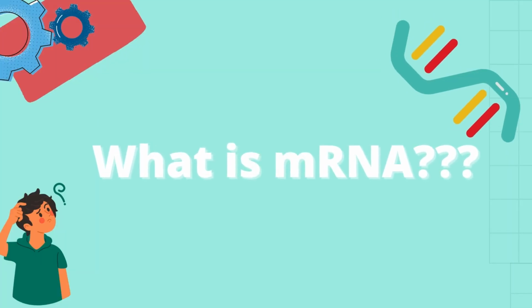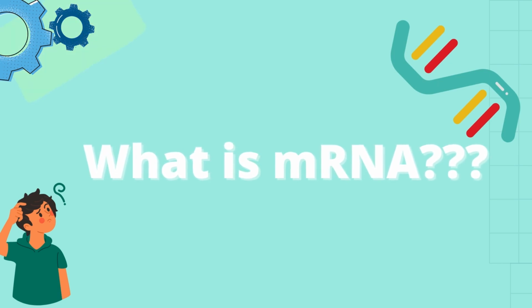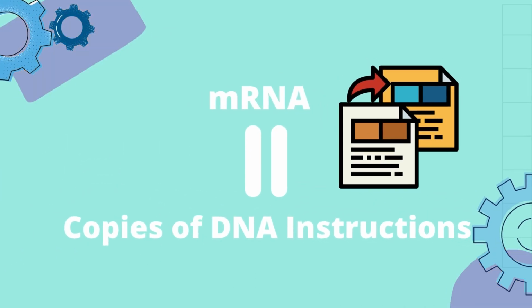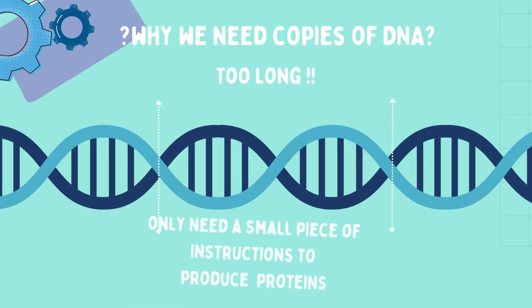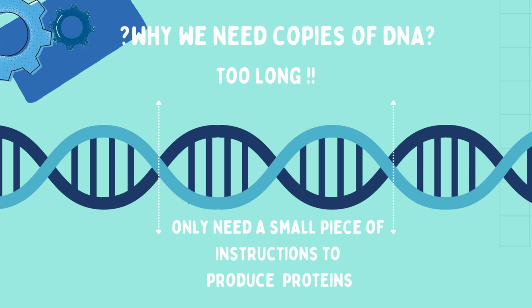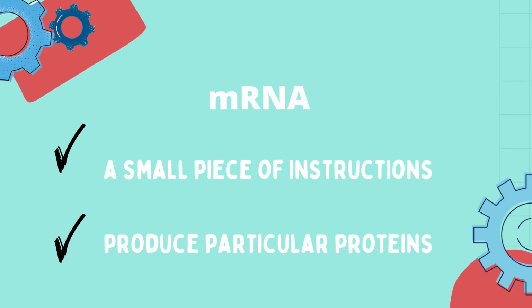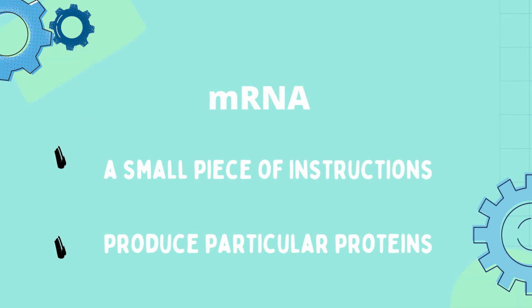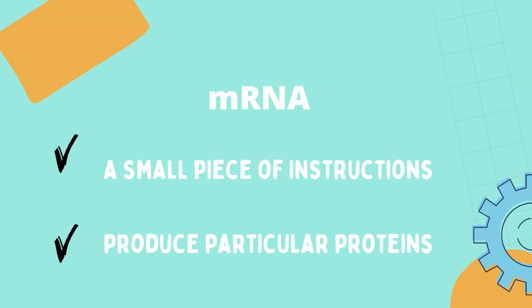So, when DNA is a series of instructions, what is mRNA? To simplify the complexity, let's treat mRNA as a copy of a DNA instruction. You may wonder why we need copies of DNA. Well, since DNA is a very long series of instructions, sometimes we only need a small piece of instruction to produce a particular protein. So, mRNA will carry a small piece of instruction to produce particular proteins.